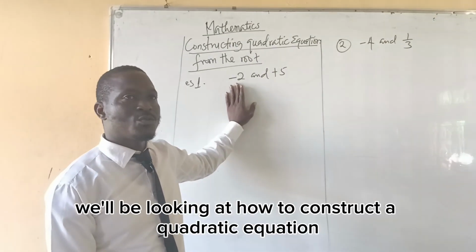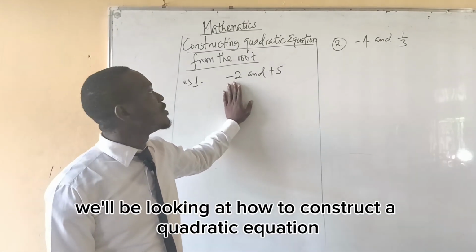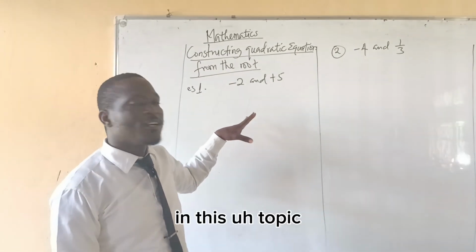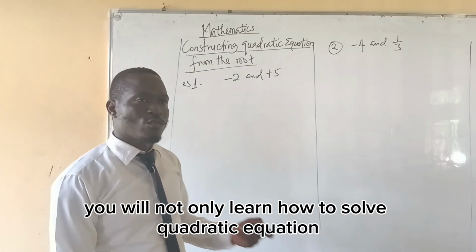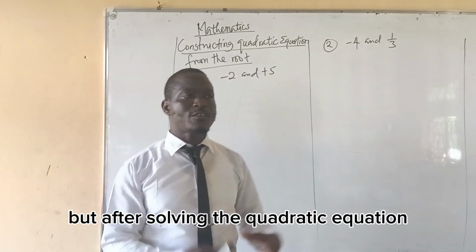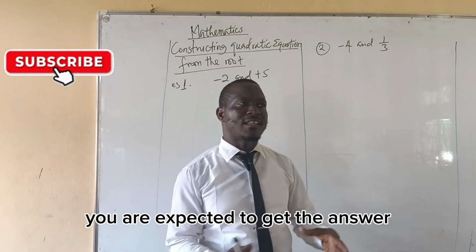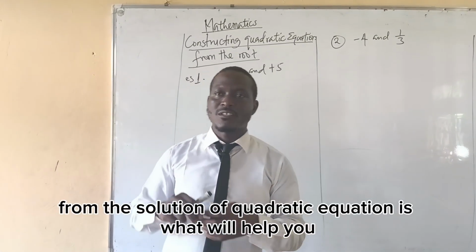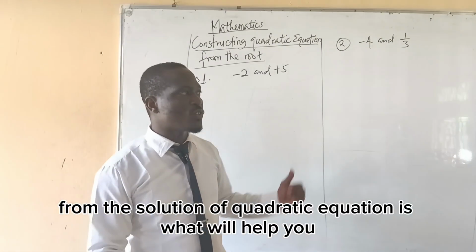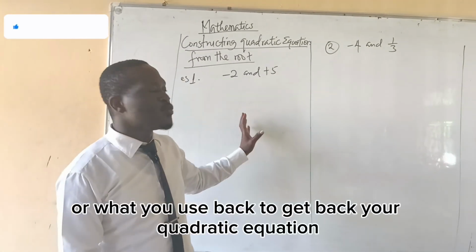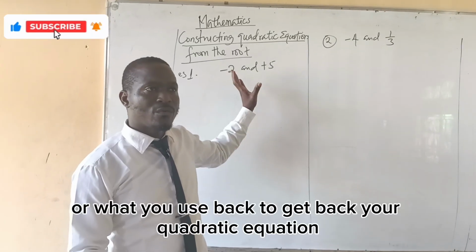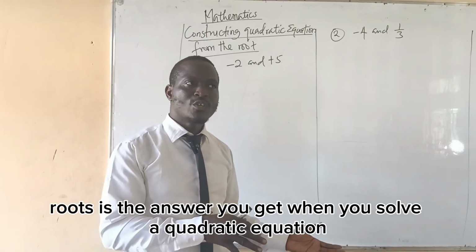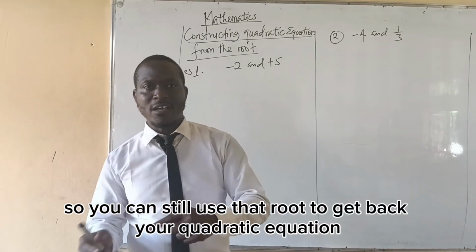Today, we'll be looking at how to construct a quadratic equation from the given root. In this topic, you will not only learn how to solve a quadratic equation, but after solving it, you are expected to get the answer. Whatever answer you get from the solution of a quadratic equation is what you use to get back your quadratic equation. So from the root, which is the answer you get when you solve a quadratic equation, you can still get back your quadratic equation.